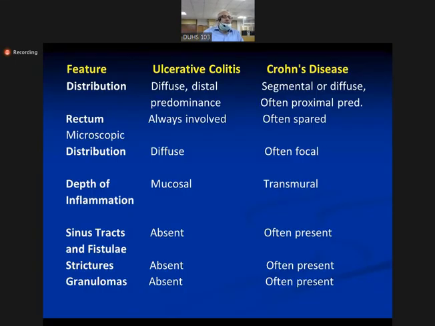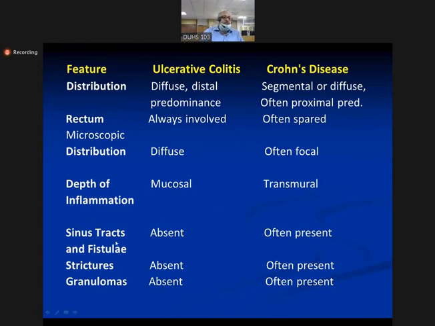Now this slide is important. Basically, this is showing the differentiating features between ulcerative colitis and Crohn's disease. So we discussed them all. Just for example, distribution: ulcerative colitis is diffuse, with distal predominance, and always involves the rectum. Crohn's disease is segmental or diffuse, often with proximal predominance in the small intestine. Rectum is often spared.